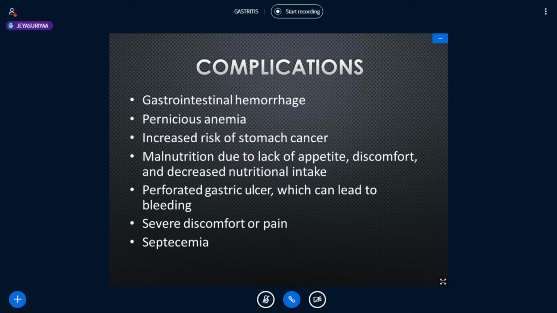Now, moving on to complications. If left untreated, gastritis may lead to severe bleeding and other clinical conditions like pernicious anemia, and as I mentioned earlier, it might even lead to stomach cancer. Due to the malnourishment caused by inadequate intake of food, there will be discomfort, and other comorbidities could also deteriorate the health.